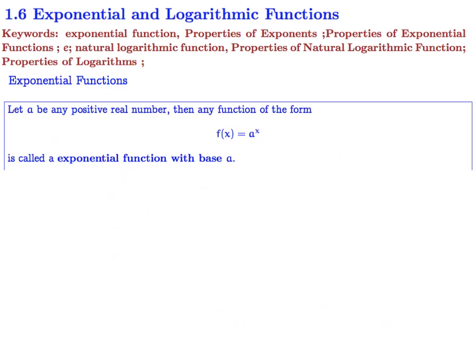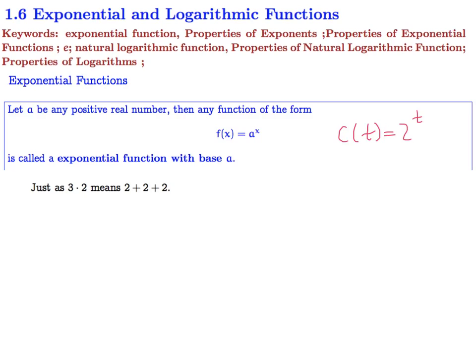So now we're at our first technical definition of exponential functions. If we let a be any positive real number, then any function of the form f of x equals a to the x, a number raised to a power, will be called an exponential function with base a. So the function we had on the previous page, c of t equals 2 to the t, certainly fits this pattern and is a good exponential function.